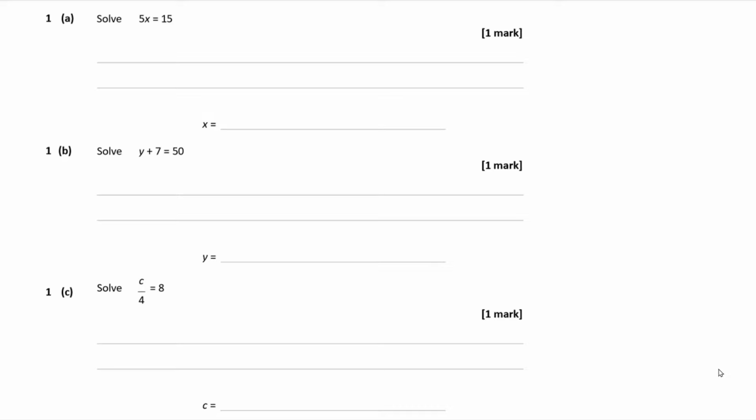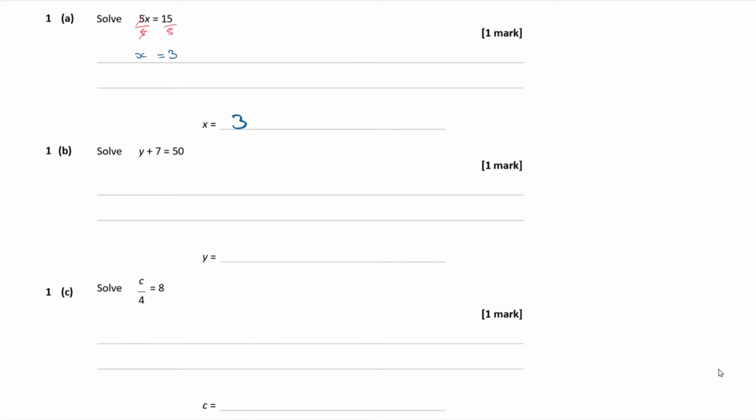Question 1a, solve 5x equals 15. So we've got a linear equation here, quite a simple one. I've just got 5 lots of x and I want x. So to do that, I'm just going to divide both sides by 5. So 5 divided by 5 just gives me x. And then 15 divided by 5, that's 3, isn't it? So x is equal to 3.